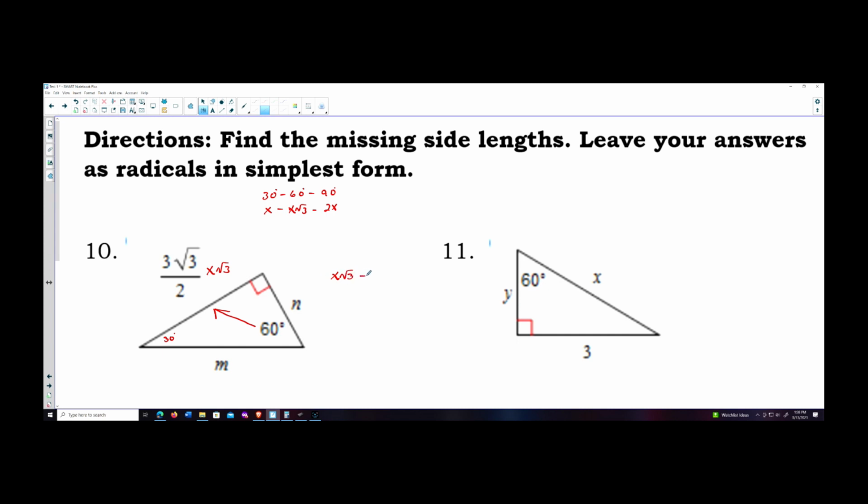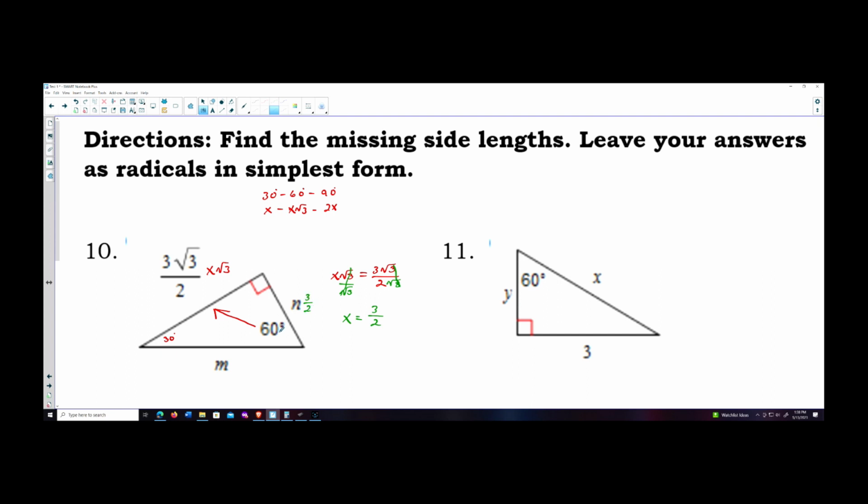So x square root of 3 equals 3 square root of 3 divided by 2. To solve, I must divide by the square root of 3 on both sides. Remember that. I'm going to change colors here so you can see what I'm doing. Divide by the square root of 3 here, and over here as well. Notice this one cancels or becomes 1. This one also becomes 1. So that means x, or 1x, equals 3 halves. So now I have x. x is across from 30, so that means n is 3 halves.